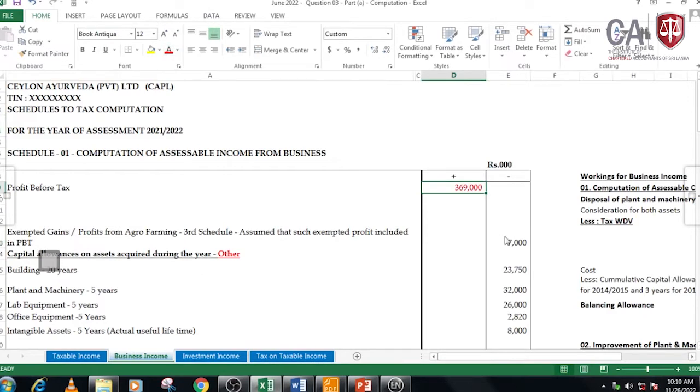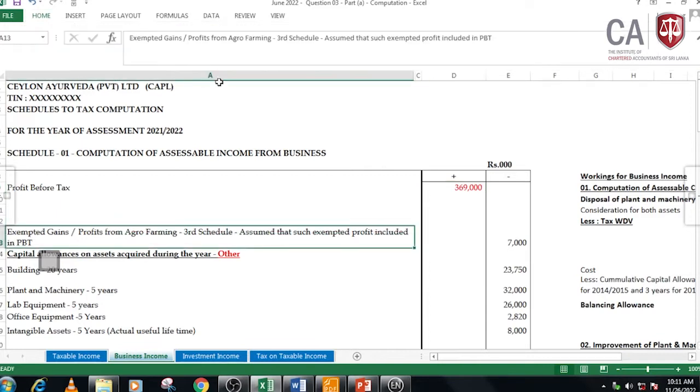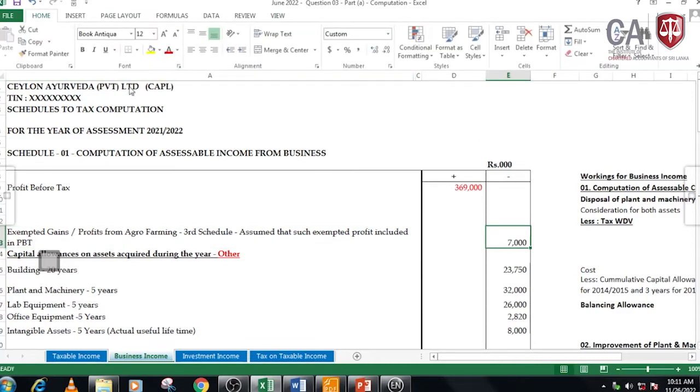Then after that, exempted gains, profit from agro farming, third schedule. Very clearly I have put my comment: assume that such exempted profit is included in the profit before tax. With that, I really need to remove that from here, then I have done it.